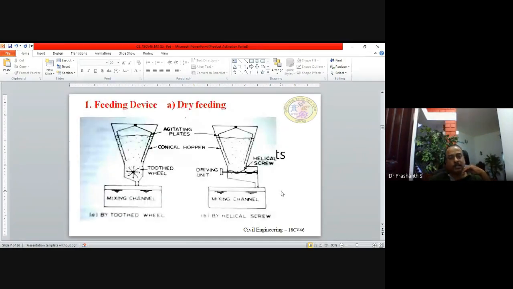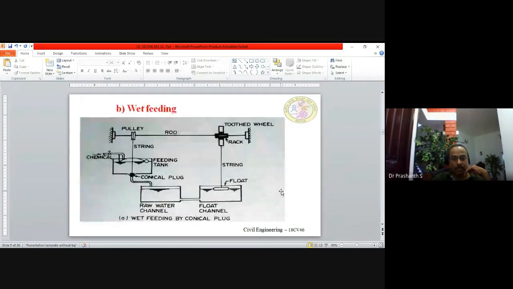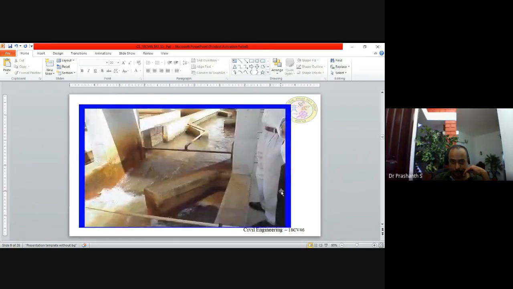Feeding devices, what is this? Feeding device is nothing but the device through which you add the coagulant. There will be a mixing channel, and here you are seeing the figure. We add coagulants through these feeding devices. There are two types: dry feeding, or wet feeding. You can feed directly, dry feed, or wet feed. So here also it can be mixed like this.